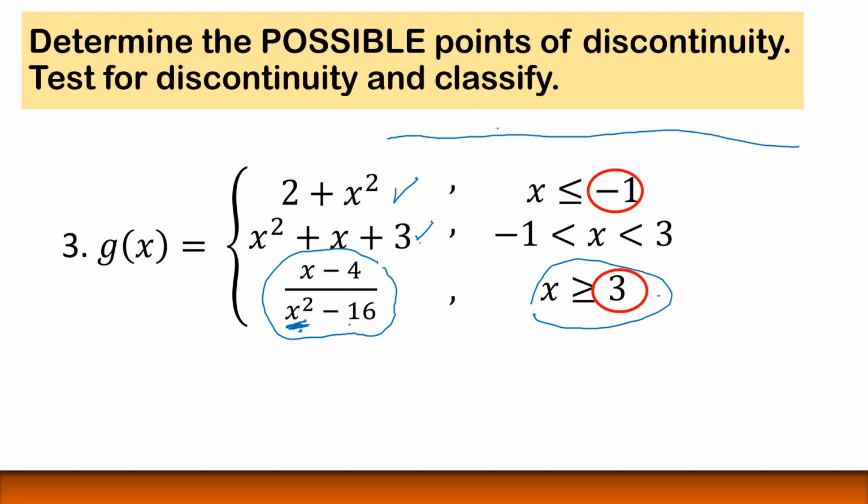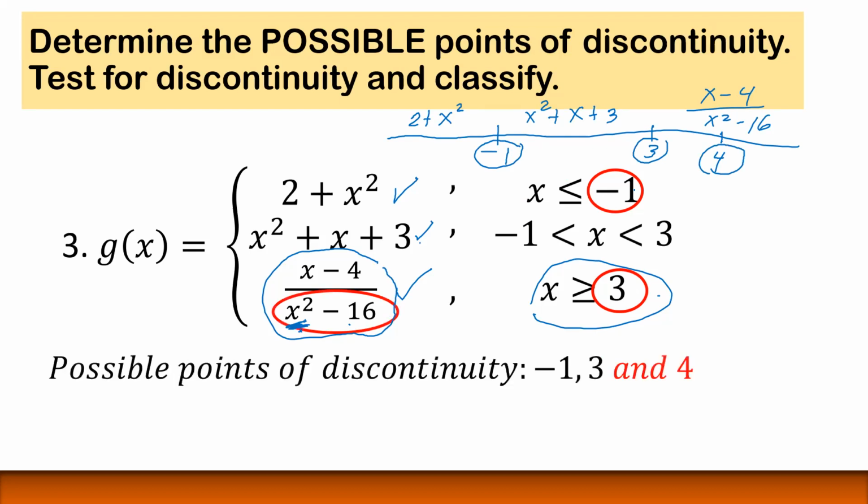Okay? Kasi di ba if we are to make the real number line for this, ito si negative 1, ito si 3, andito si 4 eh. And for this side of x greater than 3, ito yung definition ng function natin. So it's x minus 4 over x squared minus 16 here. Sa middle part, yung x squared plus x plus 3. Sa first part, yung 2 plus x squared. So that's why aside from negative 1 and positive 3, positive 4 becomes a critical point or possible point of discontinuity. So we have negative 1, positive 3, and positive 4.